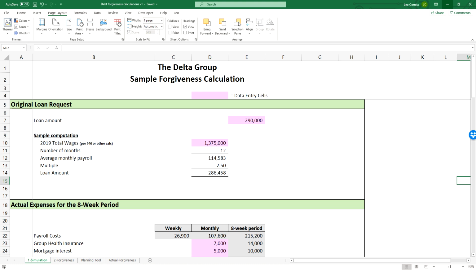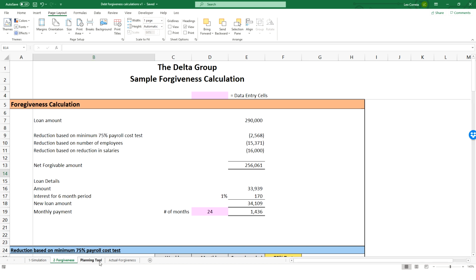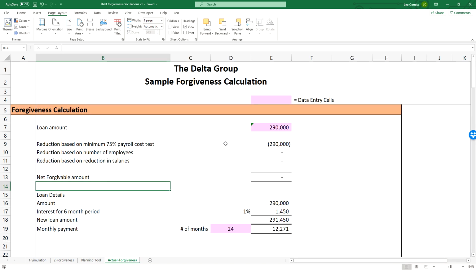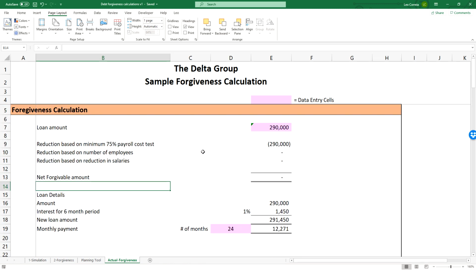Okay, first of all, if you look at the tabs on this worksheet, you can see that there are 4 worksheets in this book. And the first 2 are where we're going to spend most of the time. We have a simulation page which gathers data relative to the loan and projected expenses. The forgiveness page does some actual calculations. The planning tool is what we're going to use to measure the 8-week process for right now. And based on that planning tool, it will do an actual calculation of forgiveness as you're moving forward.